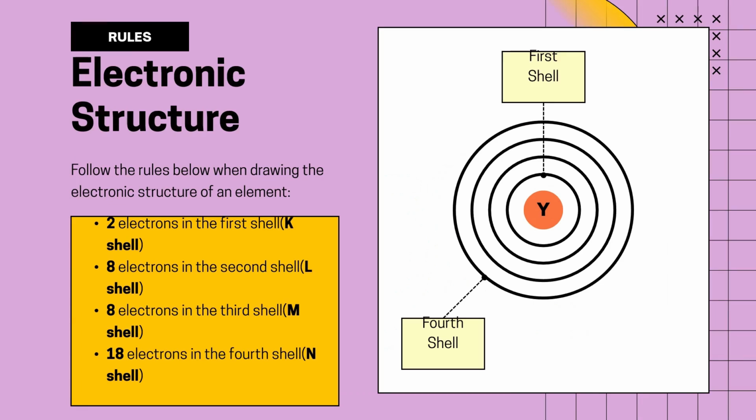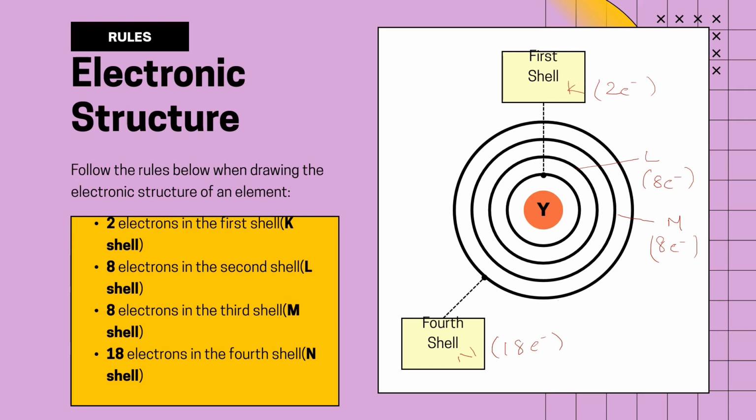There are some rules when we are drawing the electronic structure of an element. In the first shell, that is the K shell, only 2 electrons can be filled, not more than 2. In the second L shell, only 8 electrons can be filled. Similarly, in the third shell, M shell, only 8 electrons can be filled. And in the fourth shell, that is the N shell, 18 electrons can be filled.